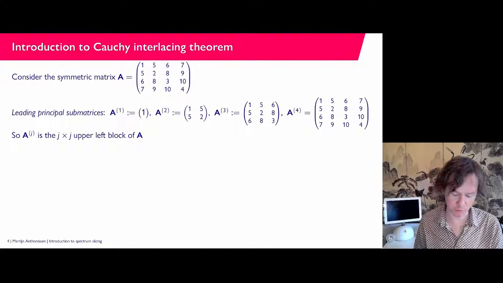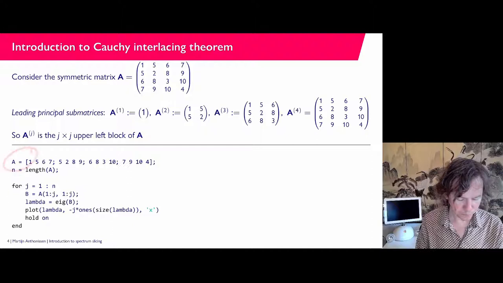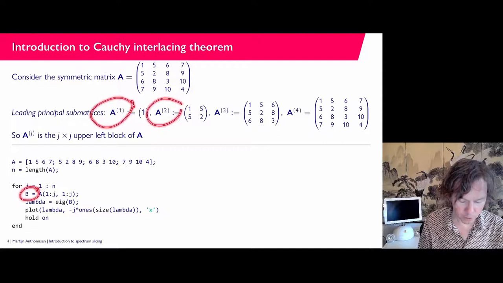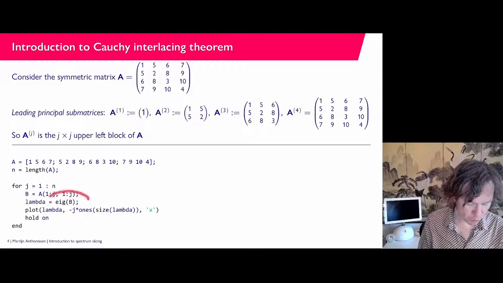Here is a little MATLAB script where I define this matrix. I let j go from 1 to 4, and then this B matrix is going to be A1, A2, A3, A4 during the loop. I let MATLAB compute the eigenvalues using the built-in eig routine for eigenvalues that MATLAB has.